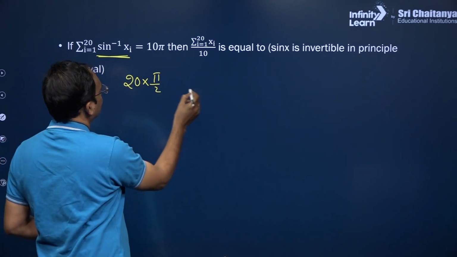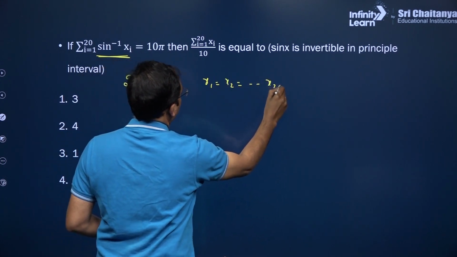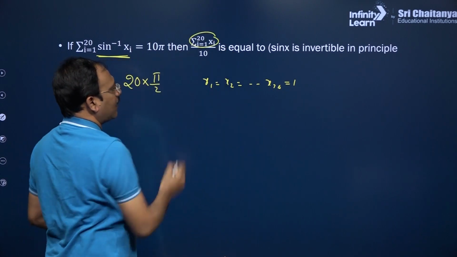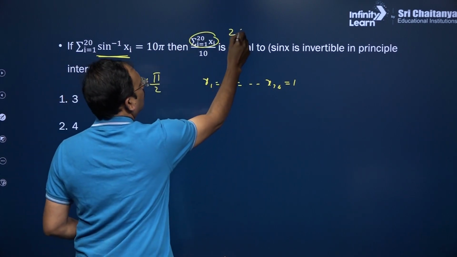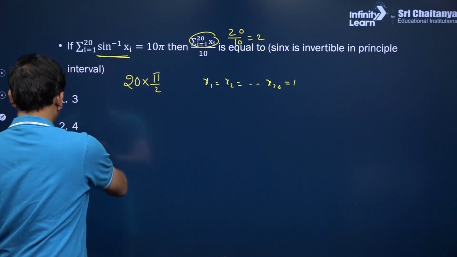So all xi, that is x1 is equal to x2 is equal to x20, all the 20 are going to be 1. Now, sum of all xi's is going to be 20 divided by 10, answer is 2, that is all, 2 is the answer, right.